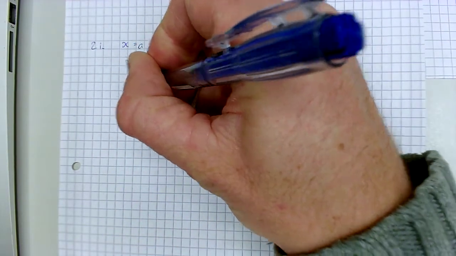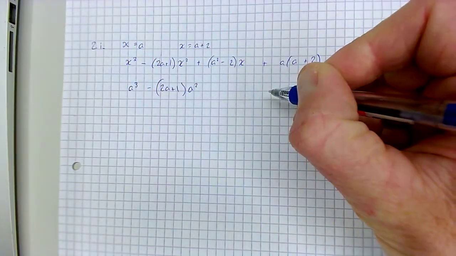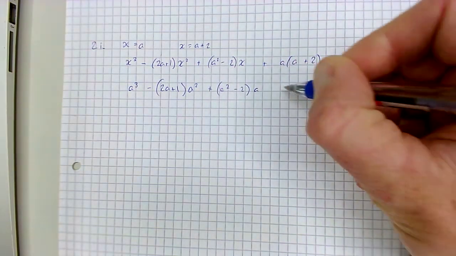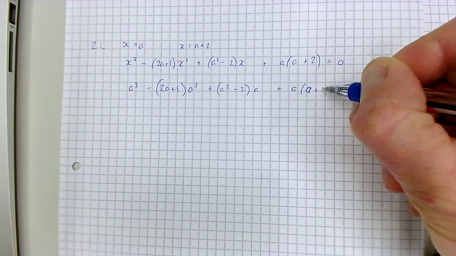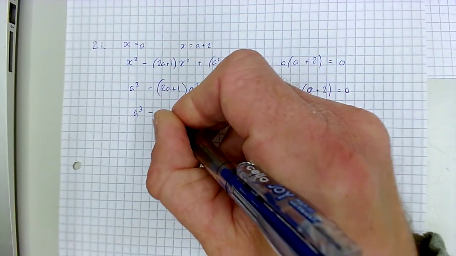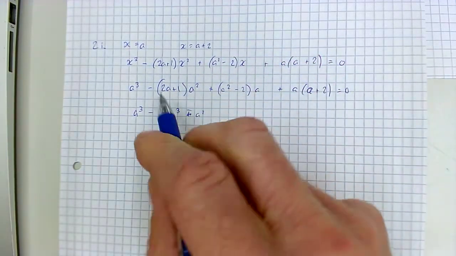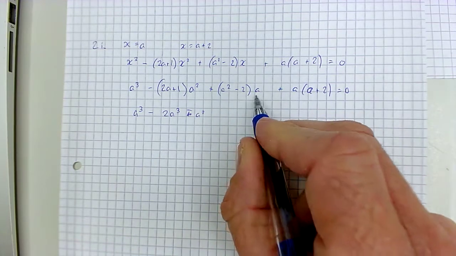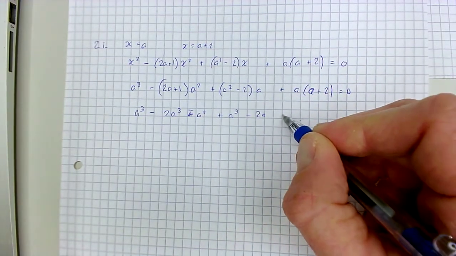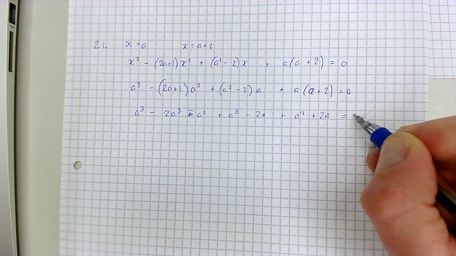So we've got a cubed minus 2a plus 1 times a squared plus a squared minus 2 times a plus a brackets a plus 2 equals 0. So we've got a cubed minus 2a cubed plus a squared minus a squared. And then if we expand this bracket, we've got plus a cubed minus 2a, and then we've got a squared plus 2a equals 0.